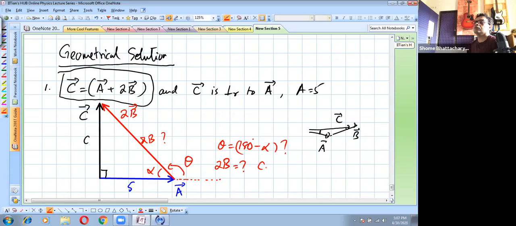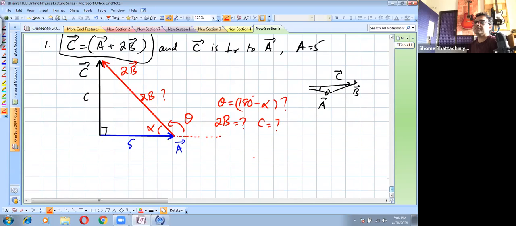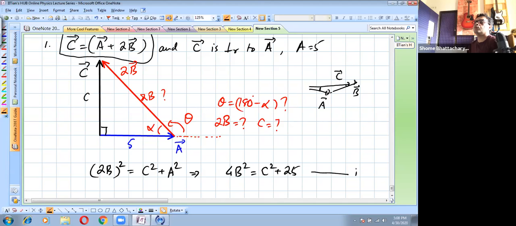And C is unknown. So in this triangle, we are having 3 unknowns. But we know the base is 5 and we know this angle is 90. So what are the easy equations that we can write over here? We can write the equation that, first of all, from Pythagoras, (2B) whole square is equal to C square plus A square. Or in other words, 4B square is equal to C square plus 25. Let us say that is my equation 1.